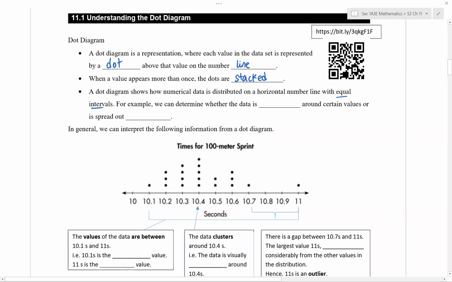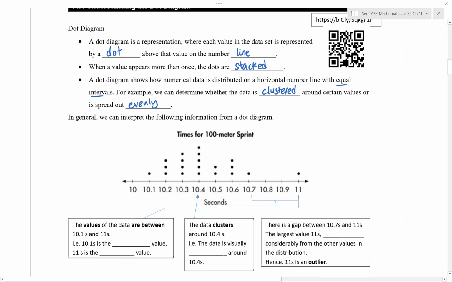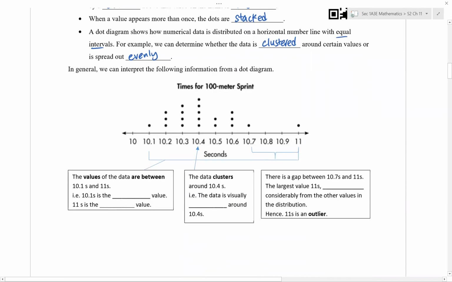So using this idea, we can determine whether the data is clustered around certain values or if it is spread out evenly. Okay, so now in this example, we see the values of the data where the dots exist. There is one timing of 10.1. We've got 3 timings that are 10.2 seconds. We've got 4 timings that are 10.3, and so on and so forth. And then we've got 1 timing that is 10.7. We do not have any timings that are 10.8 and 10.9. And finally, we have one last timing, which is 11.